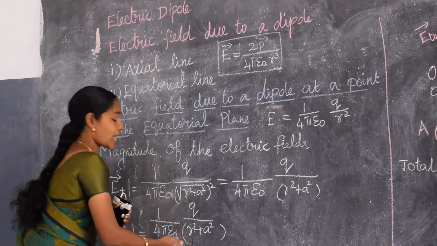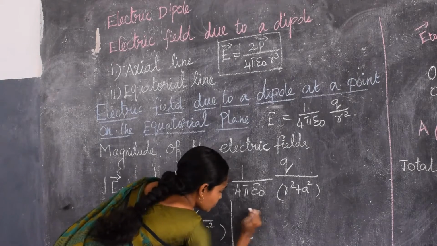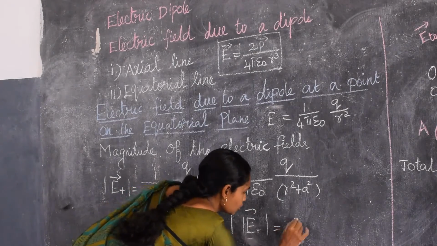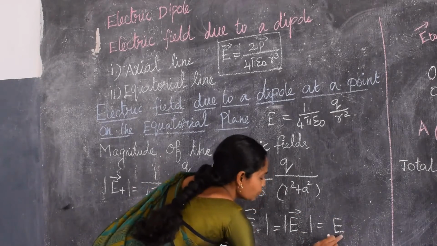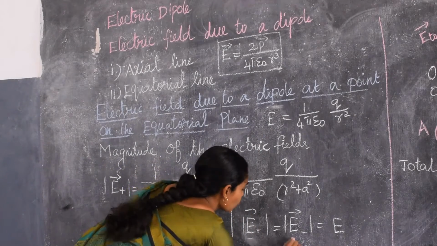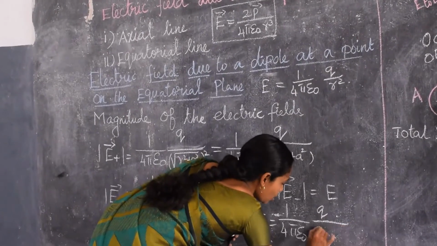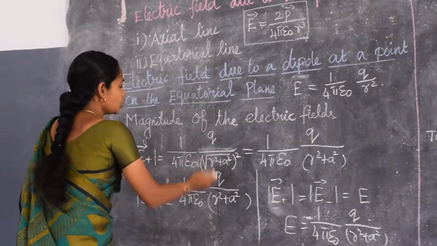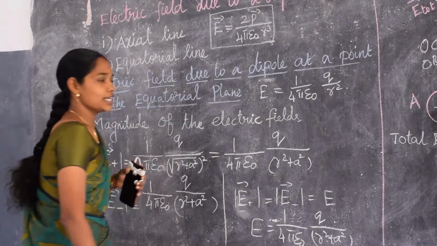Here both the magnitudes are same. So I write mod of E vector plus is equal to mod of E vector minus is equal to, simply I write E. So what is the value of E? 1 by 4 pi epsilon naught q by r square plus a square. Why? Because both the magnitudes are same. So instead of this, simply we write E only.